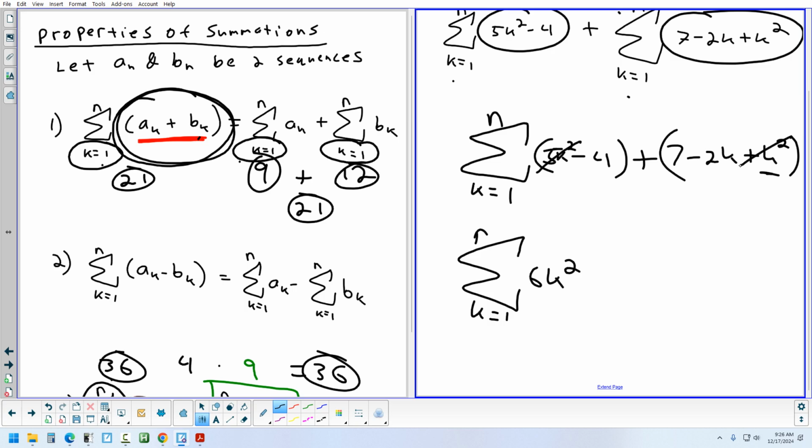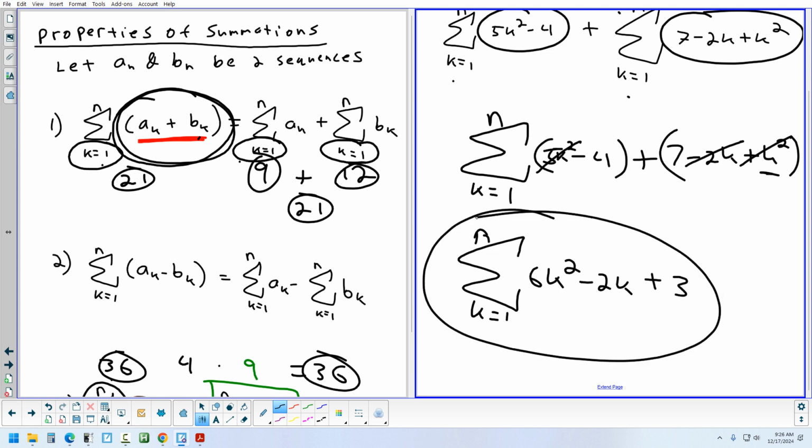How about this negative 2k? Is there anything I can combine that with? No. So we got that. How about a positive 7 and a negative 4? Positive 3. Yep. There you go. So doing what we just circled there is exactly the same as doing those two separate summations at the top. It's just a faster way to do it because you're only doing one problem instead of two.